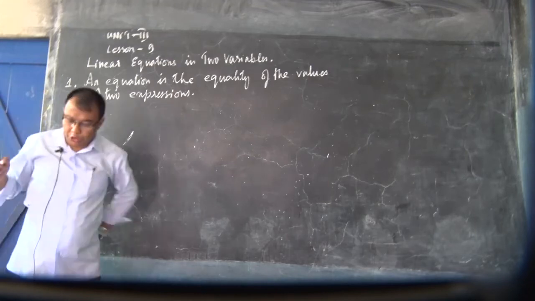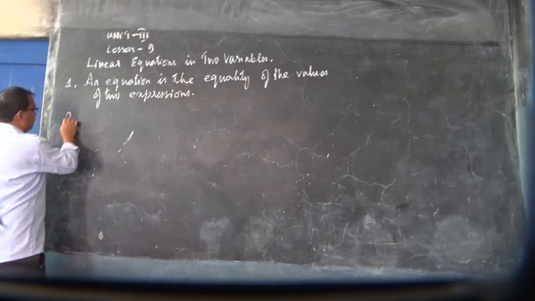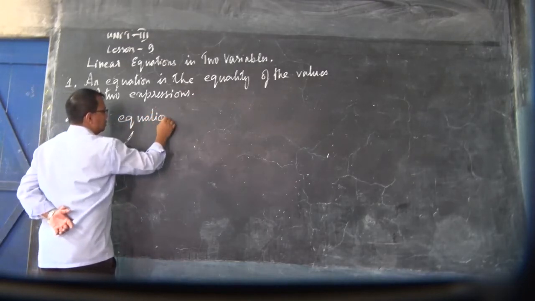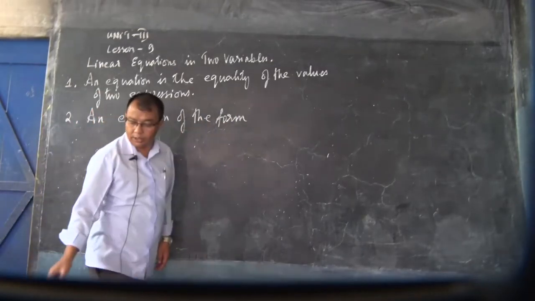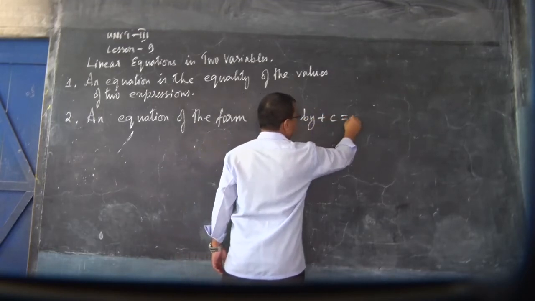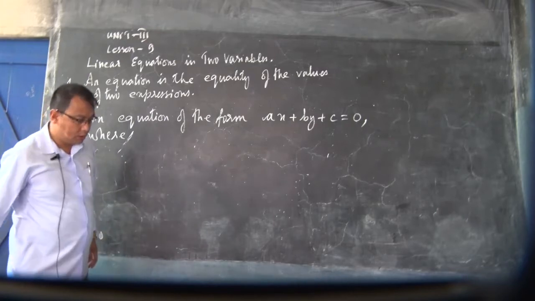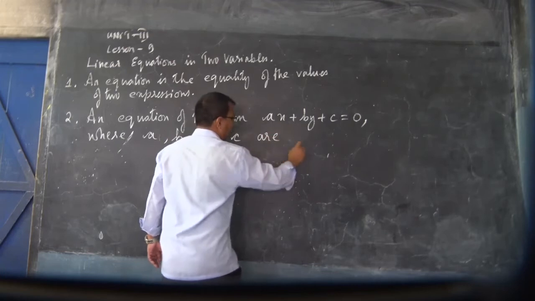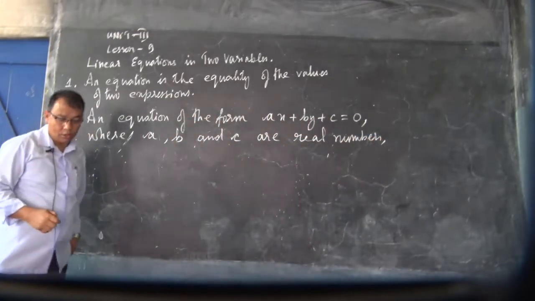Then when we go with the linear equations in two variables, how can we get the definition? An equation of the form, it's given in the textbook, that is ax plus by plus c equals 0, where a, b, and c are real numbers. What are real numbers? We will come later on with chapter 1.